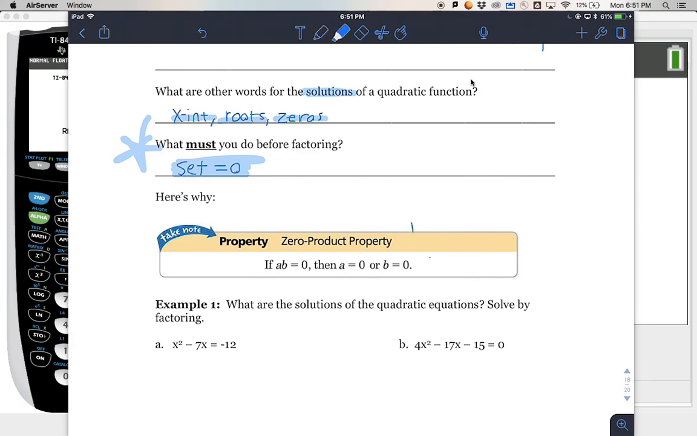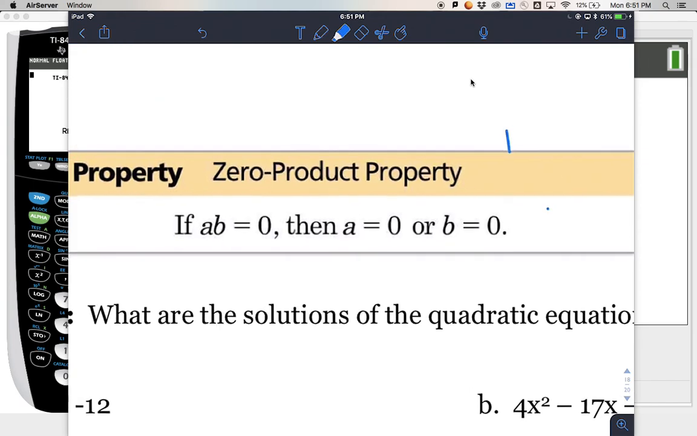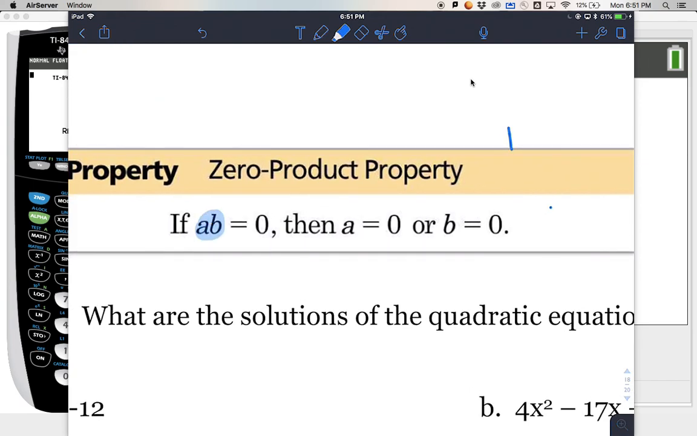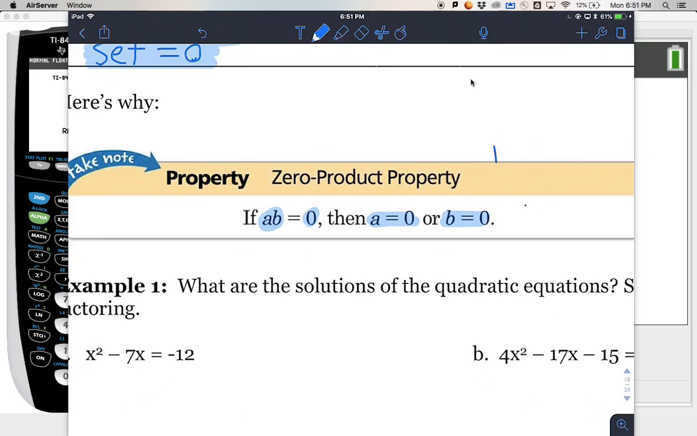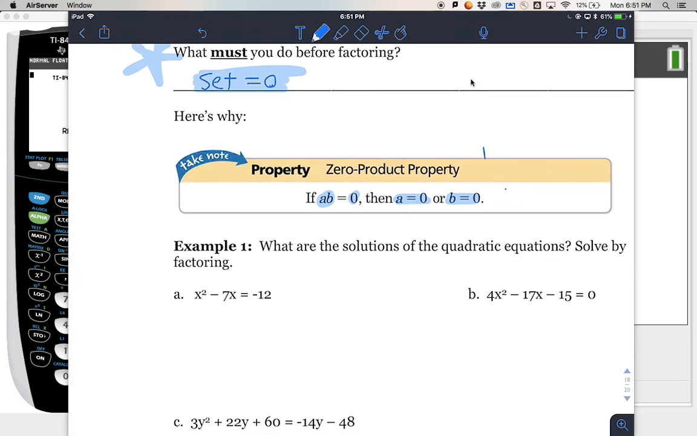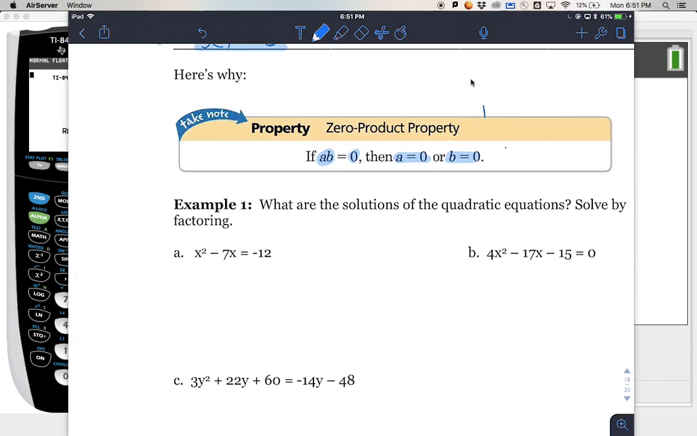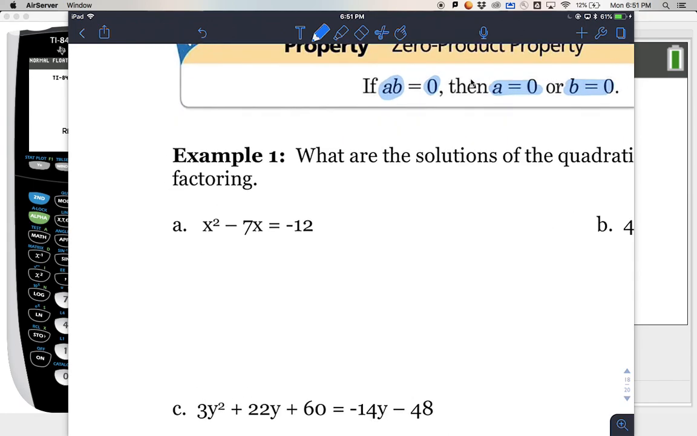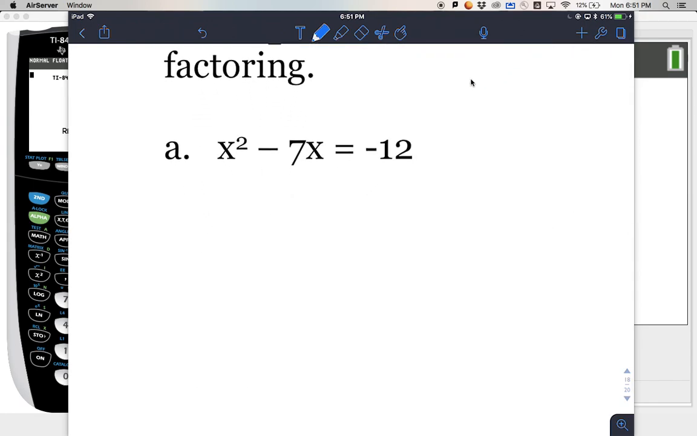Okay, here's why. We have this thing called the zero product property. So if you have something times something else equals zero, either the first something or the first variable is equal to zero, or the second thing equals zero. So this will generate two different solutions. Sorry, all my stuff is going off there, but yeah, this will usually generate two different solutions when we do these here. So let's talk about how to solve something like this.